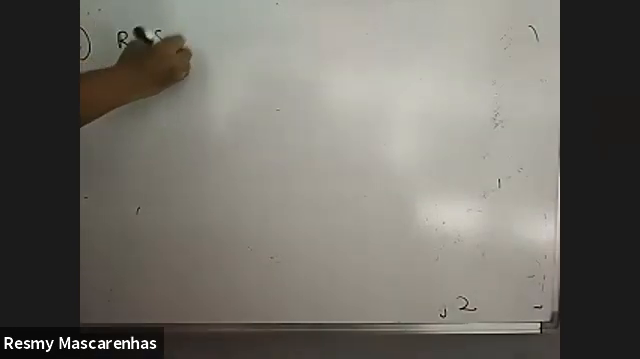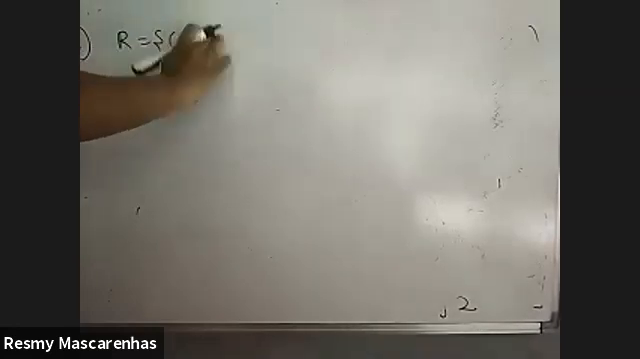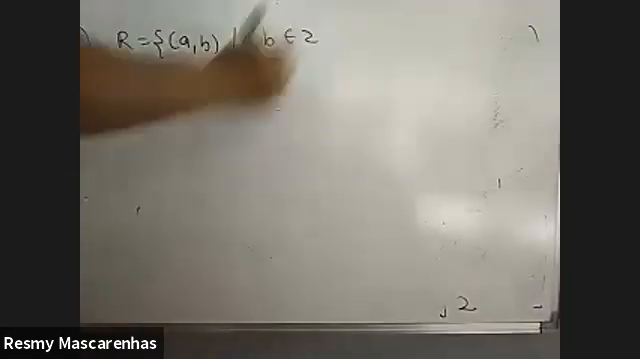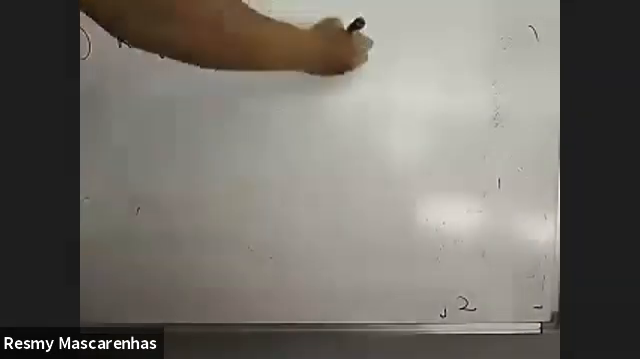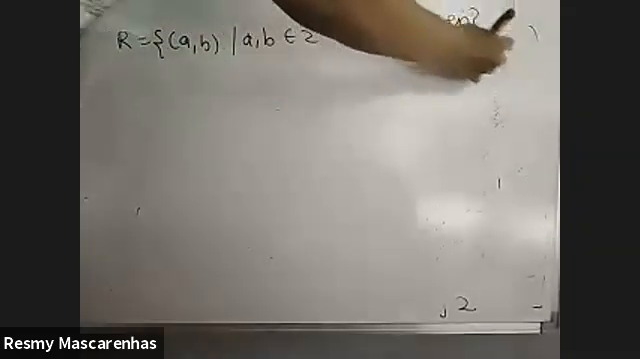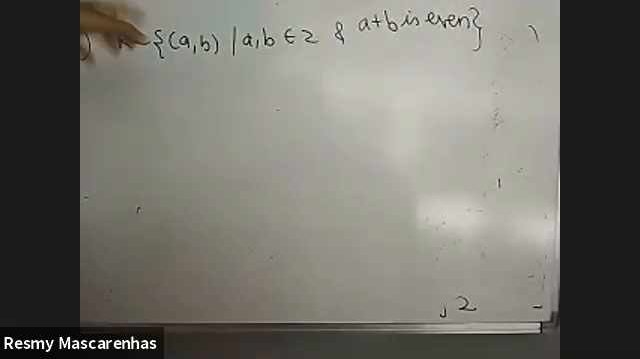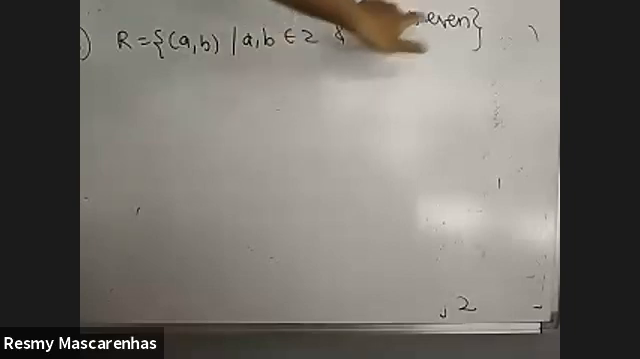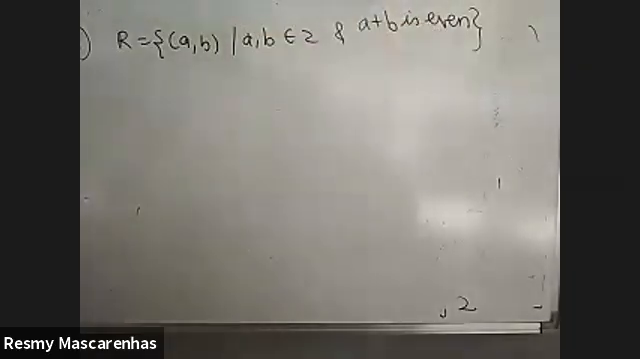Next one. You don't have to worry about all these things. Just what is the main condition you check? You have to show that A plus B is even. You have to check whether it is reflexive, symmetric, and transitive. So as per that, first we have to check for A comma A.